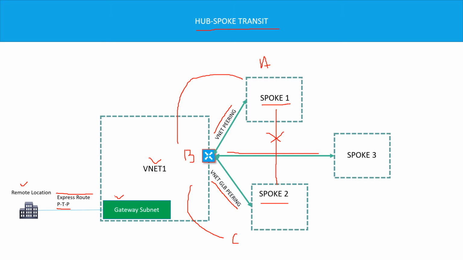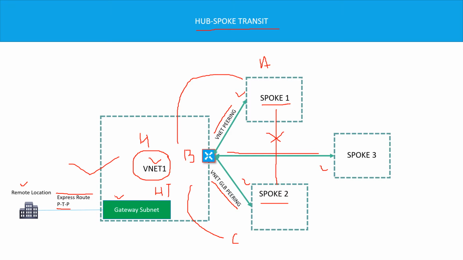Now, when we provision an ExpressRoute circuit, I need to choose the VNet where you are going to have the gateway subnet. So this VNet, technically by design, we want to act as a hub. I have this connectivity and I want to access spoke 1, spoke 2, spoke 3 from here. So this becomes a hub, basically, hub transit.